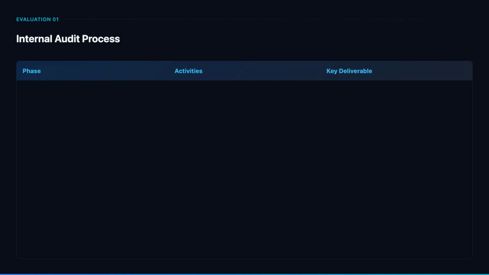The internal audit follows a structured process to verify your BCMS meets ISO 22301 requirements. The audit begins with a document review. The auditor examines your policies, plans, business impact analysis, and risk assessments to check completeness and alignment with ISO 22301 requirements. The output is a gap analysis report highlighting areas that need attention.